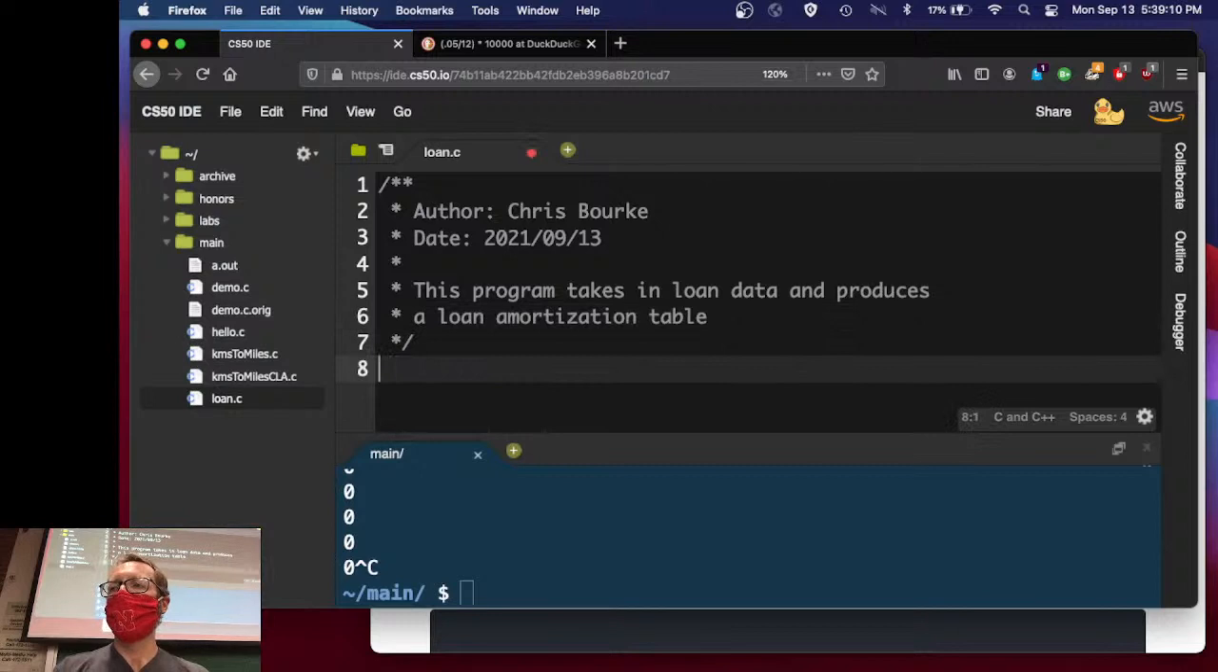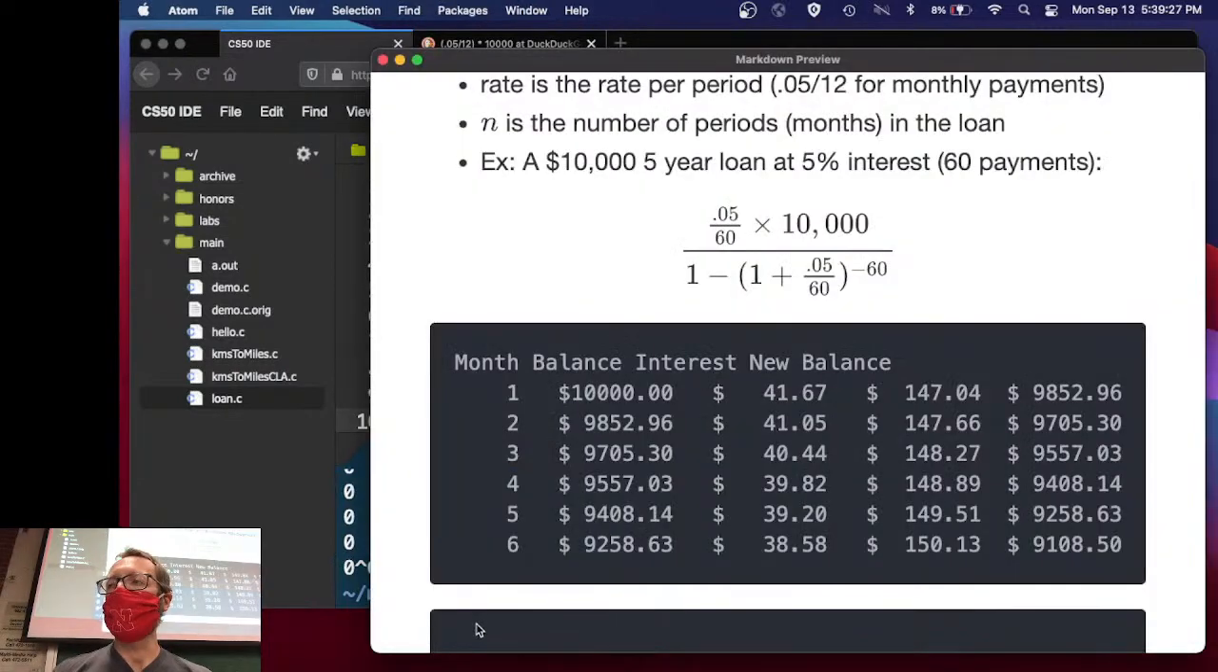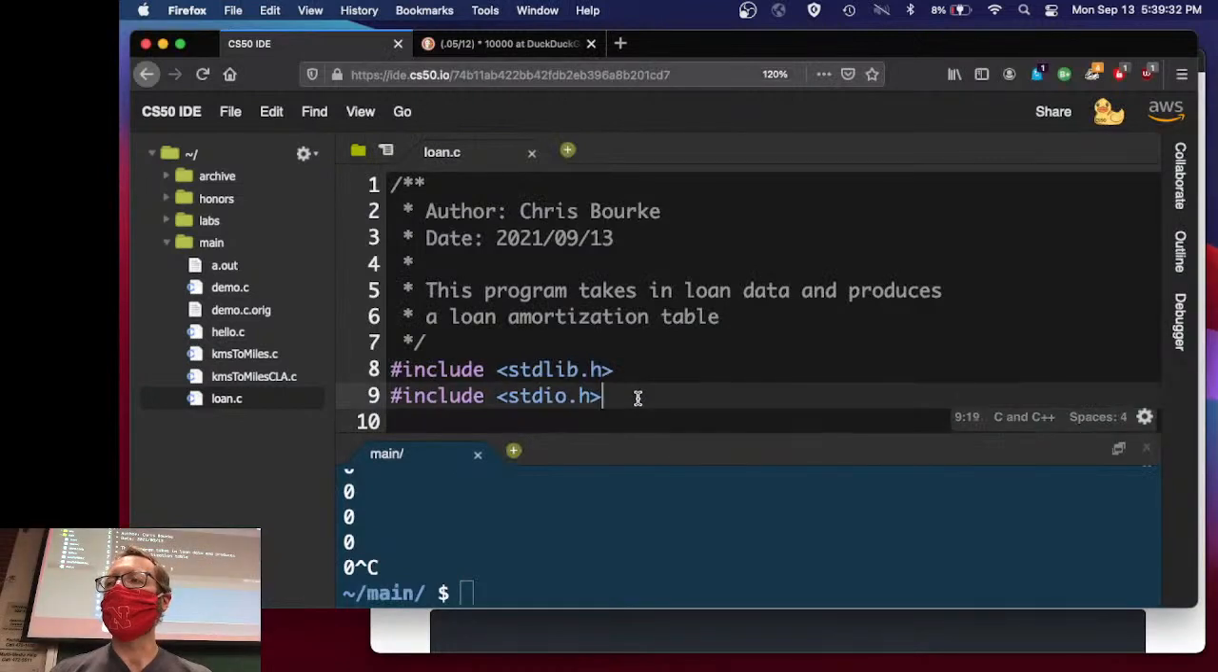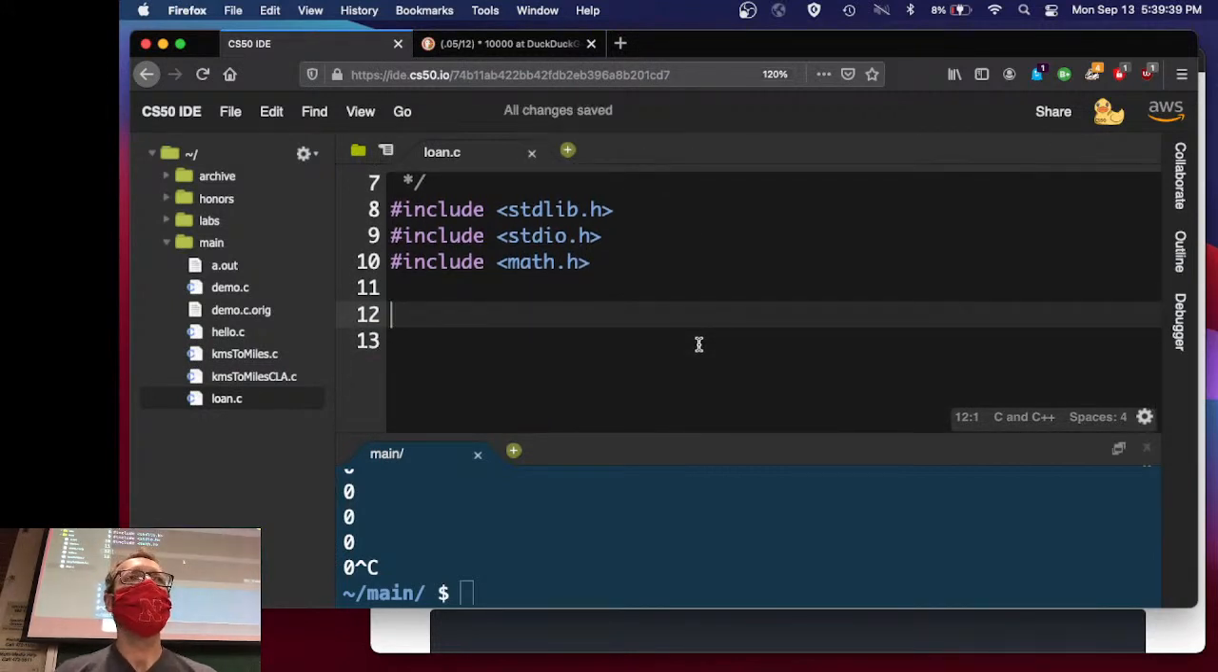Next thing, I need to bring in some libraries, right? I need to bring in the standard library, and I'm probably going to be doing input and output, so I'm going to bring in the standard IO library. I'm probably going to be doing some math too. If I'm going to be raising something to the negative 60, I don't know how to do that, but the math library does. What's next? Main. Int main, int argc, char star star argv.